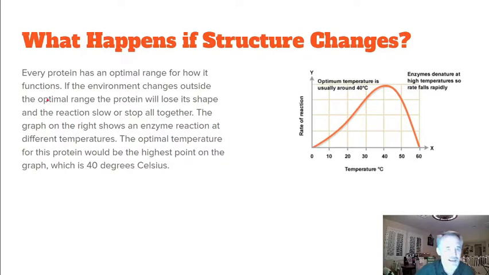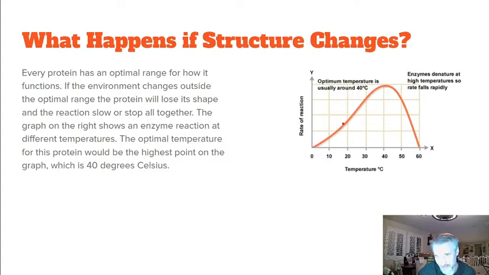So every protein has an optimal range for how it functions. If the environment changes outside the optimal range of the protein, it will lose its shape and then the reaction will slow or stop altogether. So if you take a look at the graph on the right, it shows the enzyme reaction at different temperatures. The optimal temperature for this particular protein would be at its highest point right around 40 degrees Celsius. So if you take a look at zero, absolutely nothing's happening, right? The protein's not working, the enzyme's not working.